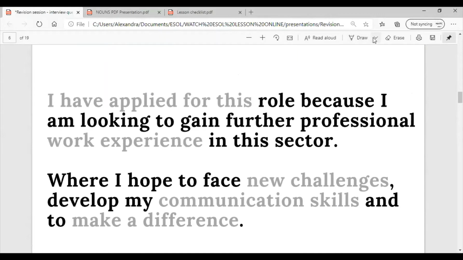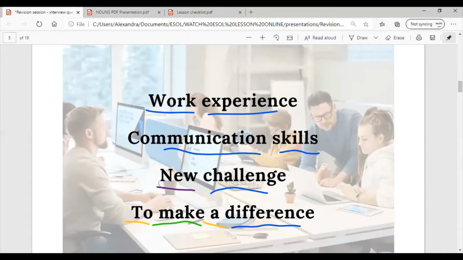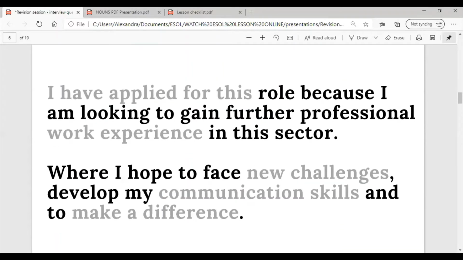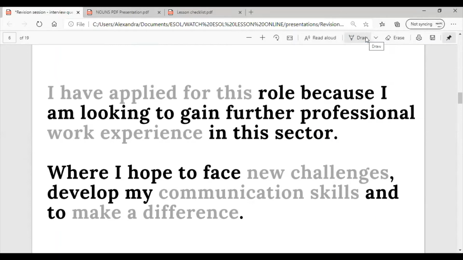The same could go for your follow-up, when you say other reasons why you've applied to this role: I hope to face new challenges, develop my communication skills, and to make a difference. And so that's one way we can put all these four different things into two sentences to answer the job interview question. So we'll quickly go through. We'll look for our nouns. As always, we'll start looking for our people, our place, our thing with our nouns.